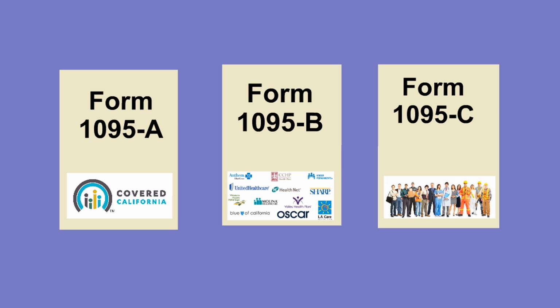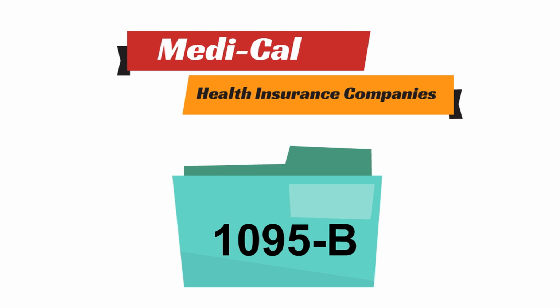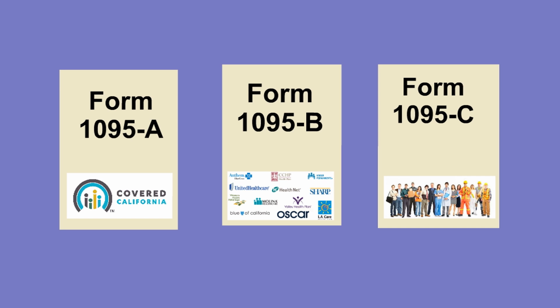So let's move on. What is the Form 1095B? If you had coverage through Medi-Cal, or if you had coverage directly through insurance companies outside of Covered California, such as directly with Blue Shield, Kaiser, and so on, then you will receive the Form 1095B. It basically serves the same purpose as Form 1095A and shows the information about who was covered and when.